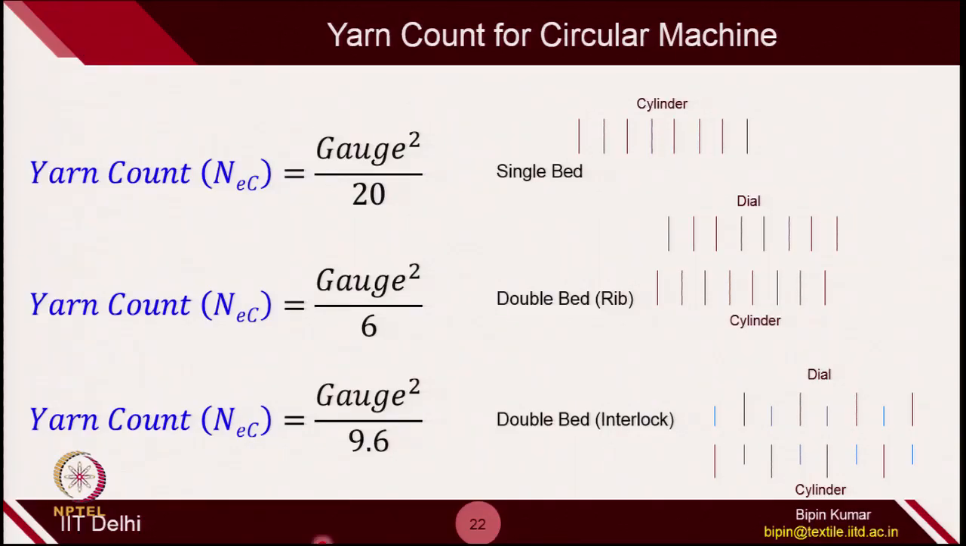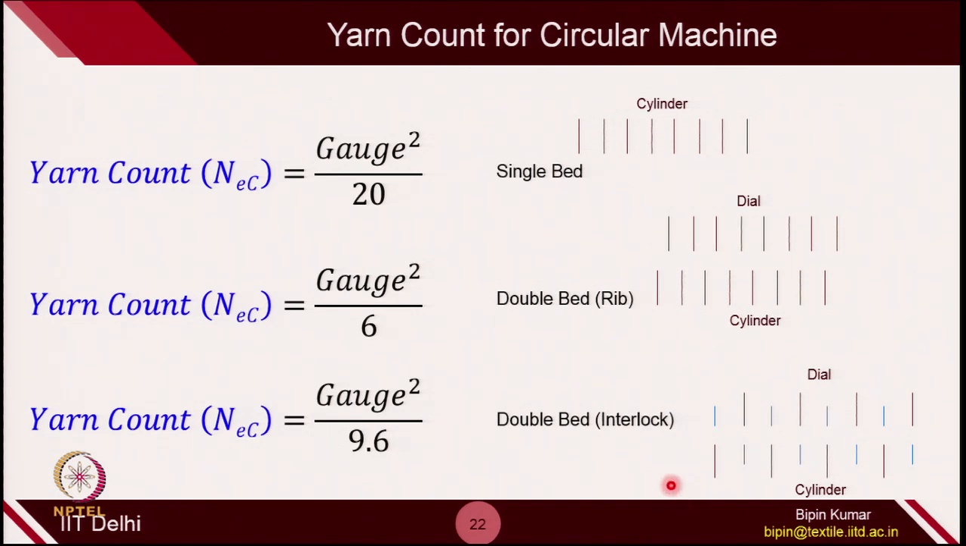So, here for circular machines, here are some of the useful relationships. For single bed, when you have only cylinder, no dial, the yarn count is related to gauge square by 20. In double bed, when the needles are in rib setting, when you have cylinder and dial, then the yarn count is related to gauge square by 6. Please remember this yarn count is represented in English count.